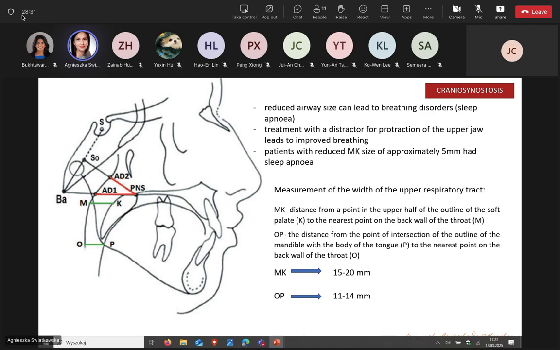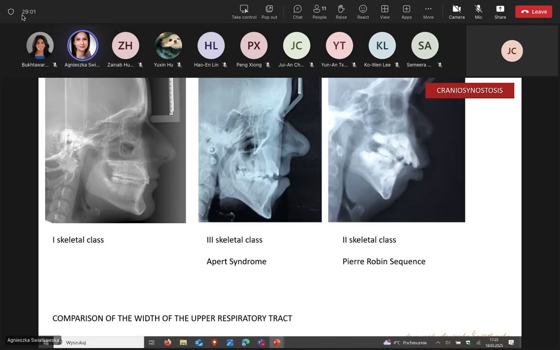In this group of patients we also observe a reduction of the airway tract, and very often there is a problem with sleep apnea. Here you can see the airway tract. We can measure it, and earlier we did it very often on the cephalometric X-ray. We measure this distance and this distance and check if they are correct. Nowadays we have different methods, so we don't use this method very often. It's not as good as other methods, but we can estimate the width of the upper respiratory tract.